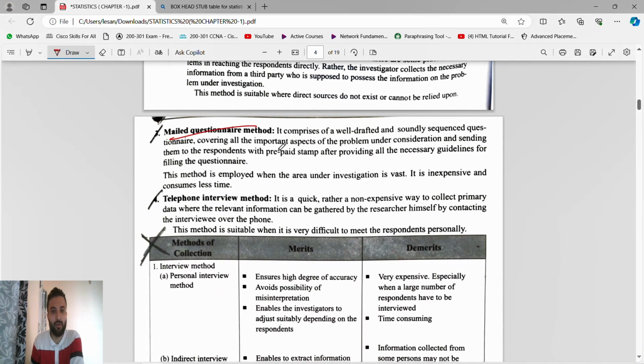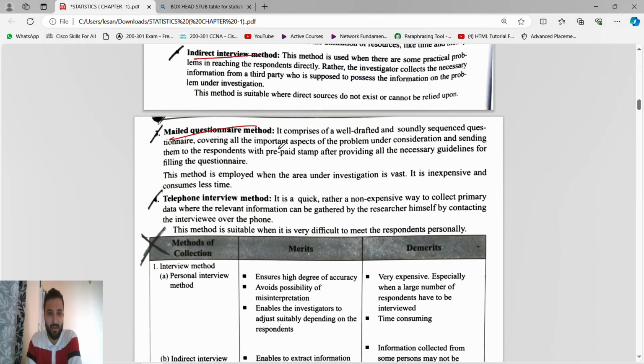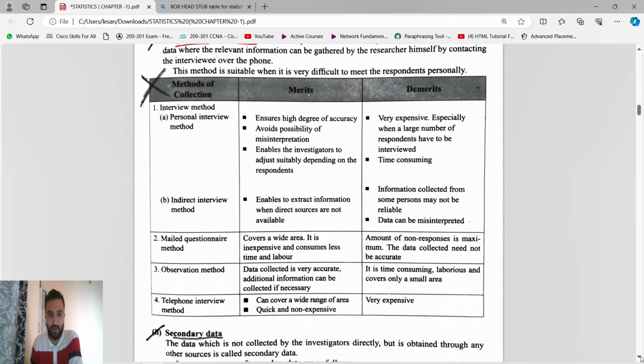Mailed questionnaire method we know. Mailed questionnaire method means they will ask the questions through the mail. Telephone interview round we know, they will call and talk about everything over the telephone. Okay.